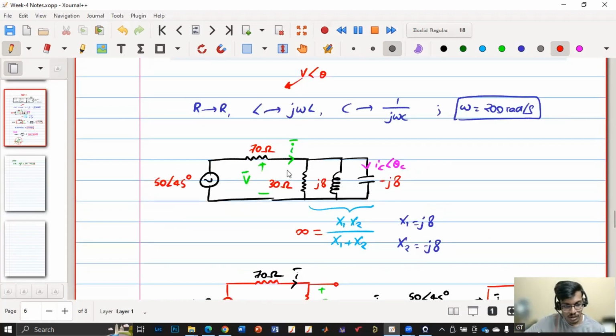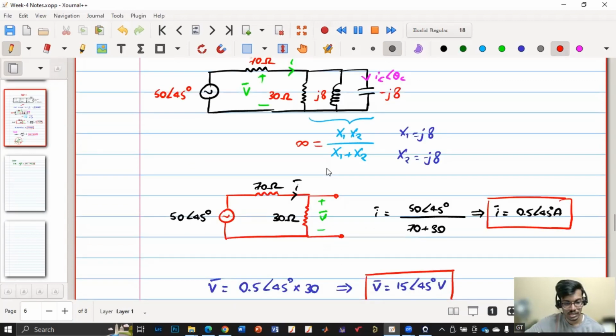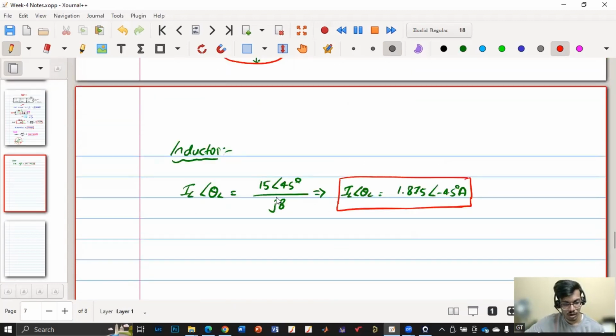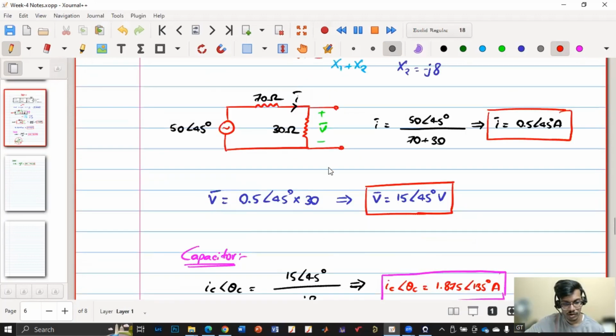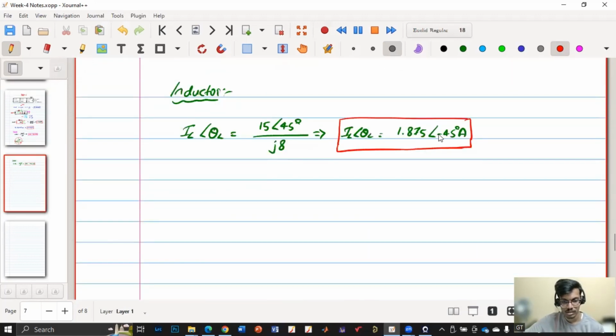So we know the voltage across the inductor, and we know XL. So the current is nothing but V by XL. We have calculated V as 15 angle 45, and XL is J into 8. So we have divided it and converted it into phasor form. And this is what we are getting.